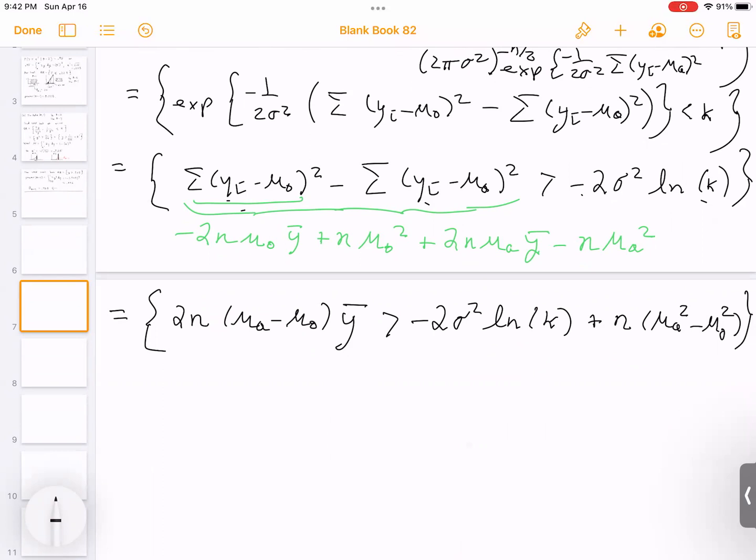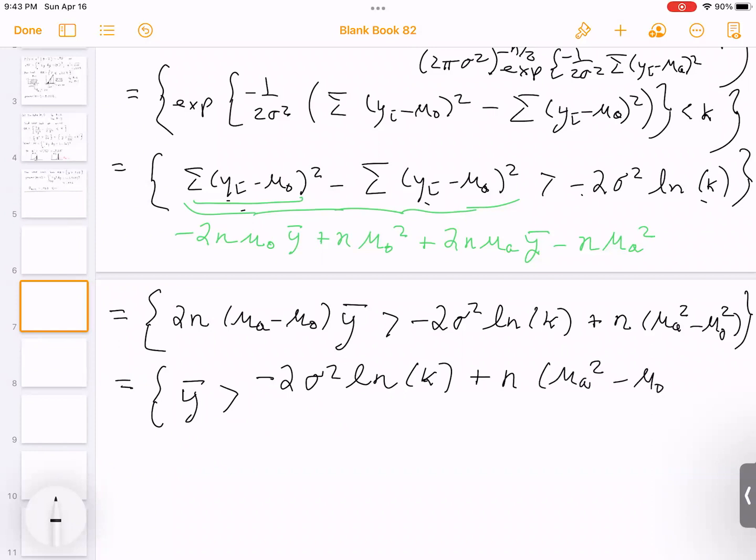That looks right, right? I want to divide by 2n. And why not divide by mu a minus mu 0 while I am at it? So we get equals y bar. Notice this is the same rejection region we started with, is greater than. And look, I can see I can divide out some of this stuff, but there's no reason to do it right yet. Maybe at all ever. Let's just keep going and see where we get. Minus 2 sigma squared ln k plus n mu a squared minus mu 0 squared all over 2n mu a minus mu 0.